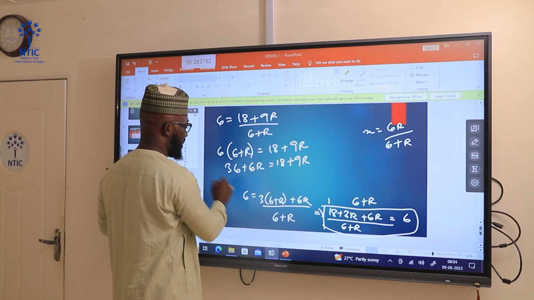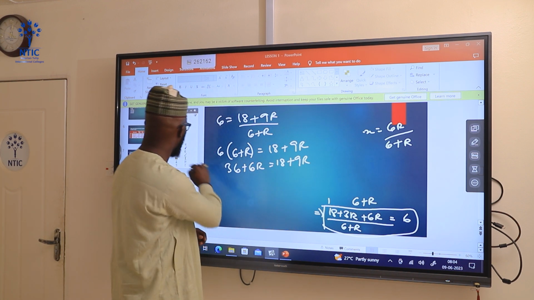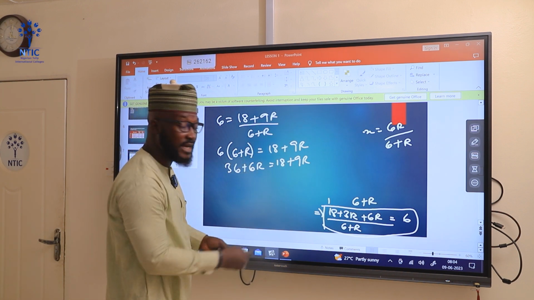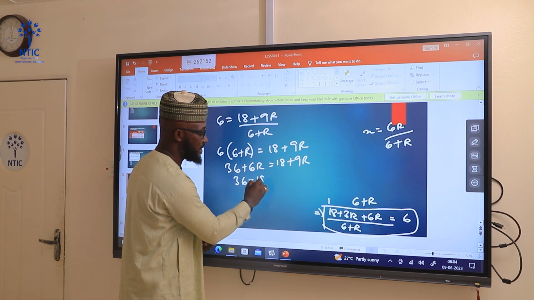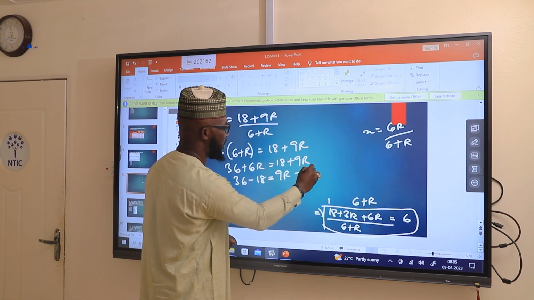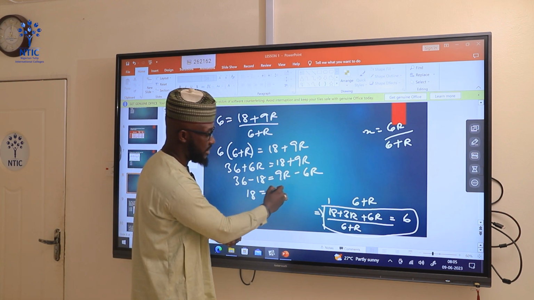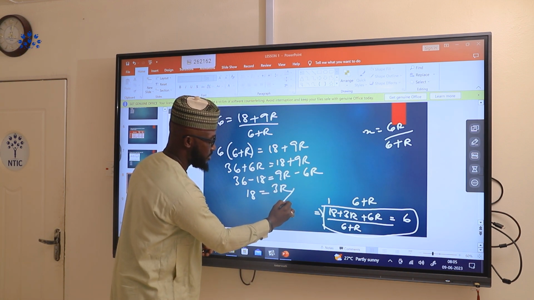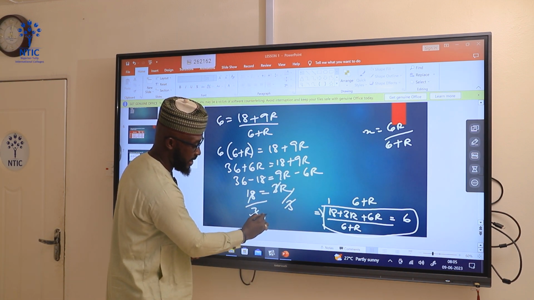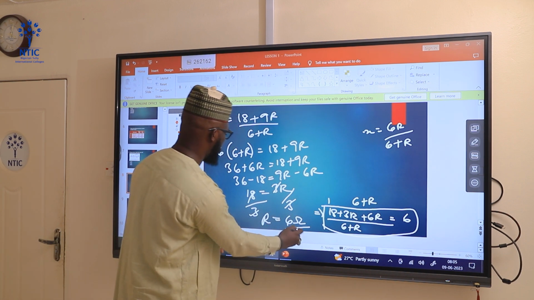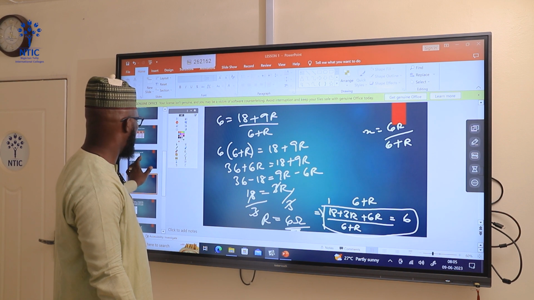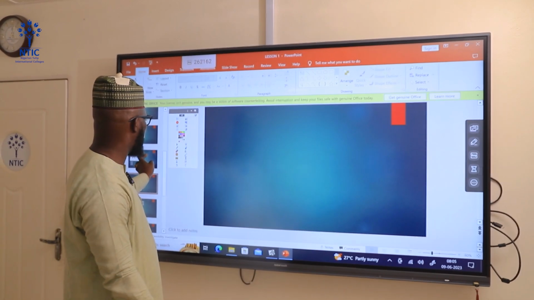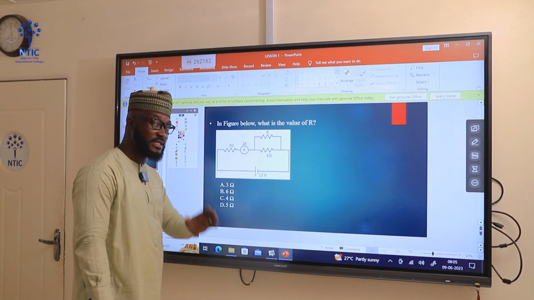By collecting like terms in this case, we are transferring 18 to the left-hand side and taking 6R to the right-hand side. So we have 36 minus 18 equals 9R minus 6R. So here we have 18 equals 3R. In order to find R, we need to divide both sides by 3. So R will be equal to 6 ohms. So let's go back to C. In this case, it means our correct answer is B, which is 6.